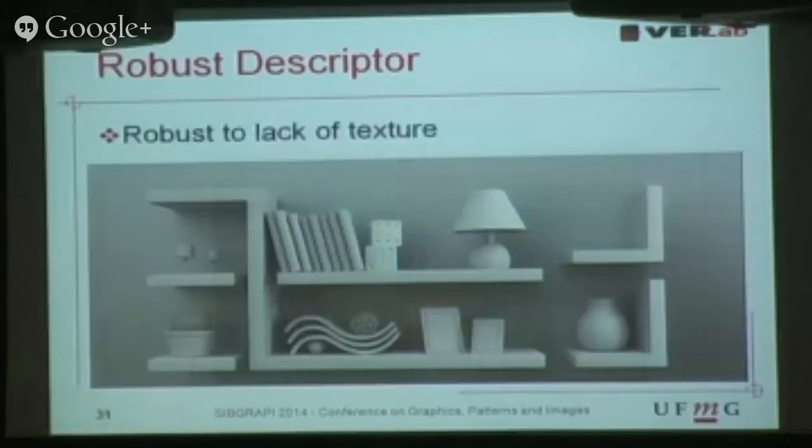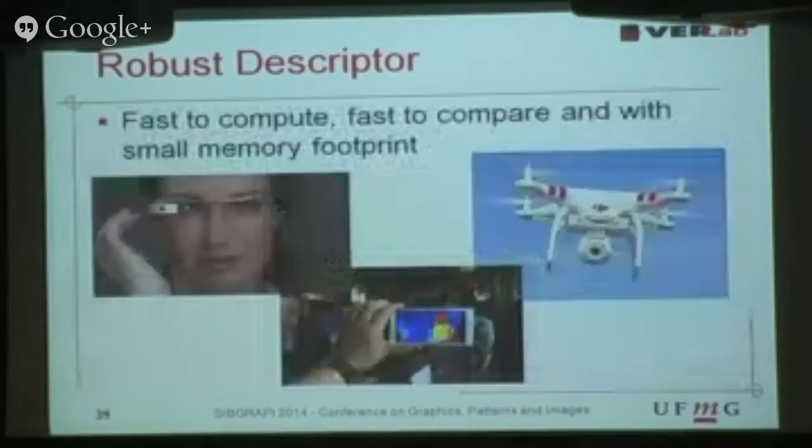And to lack of texture. Of course, a lot of descriptors are based on the gradient information, which you actually get from texture in the image, right? And you want it to be fast, both to compute, to determine, right? And to compare. And not only that, you want it to take a small footprint of your memory, because you end up having a lot of those descriptors when you're actually doing some work. So you want to be compact.